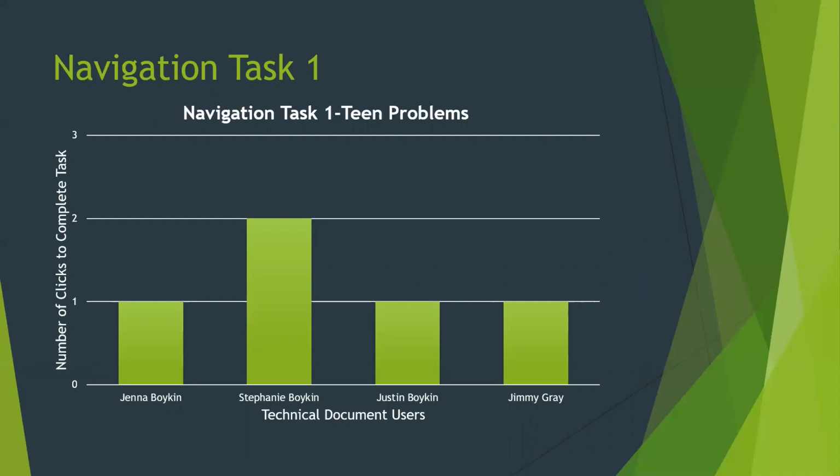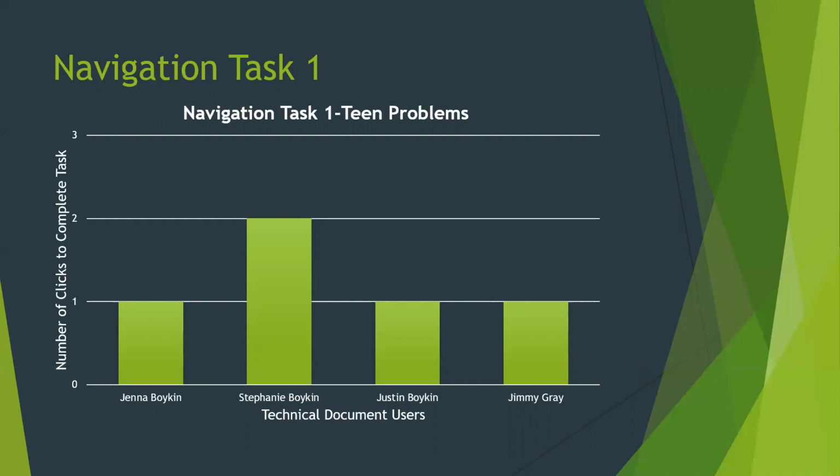For the first task, it stated, you are a mother or father of a daughter who has just become a teen. All her friends have phones, but you are worried that once she gets one, she will always be on it. Find the section on the site that has a solution to your problem. Every user immediately went to the tab of Family Link, besides Stephanie Boykin, who first clicked on Digital Wellbeing.